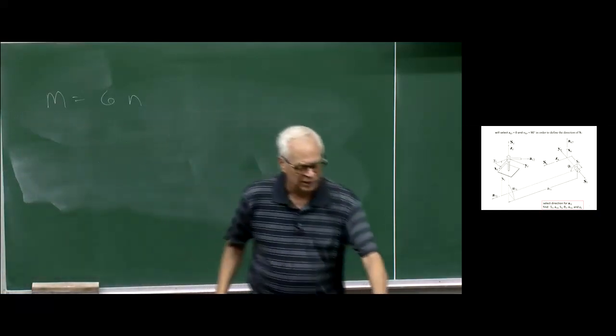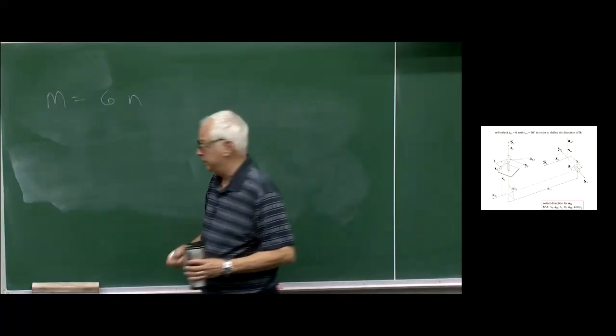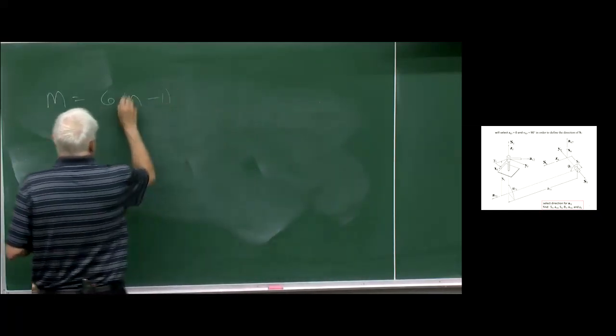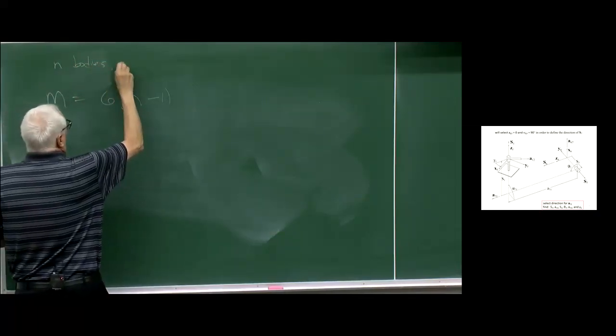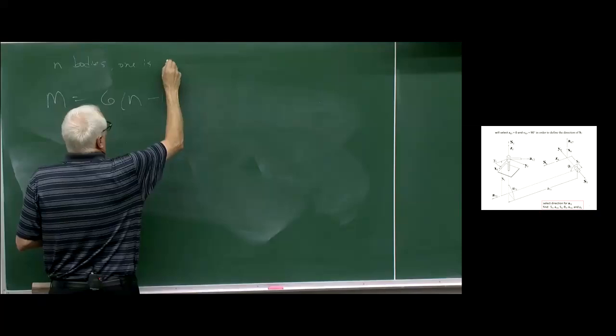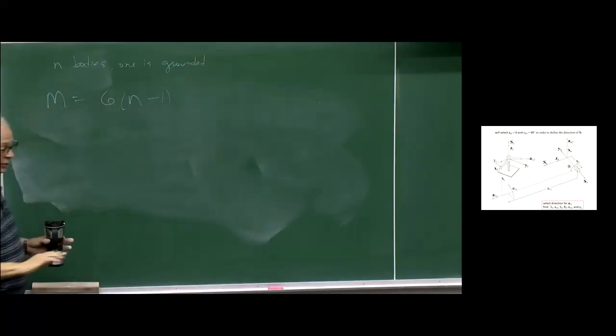And then we're going to take one of these bodies, though, because the robot has one of the bodies bolted to the floor. So we say that one has 0 freedoms. So right now I have n bodies, 1 is grounded. If I look at that whole system, none of the bodies are touching each other, it's just one of them is bolted to the floor.